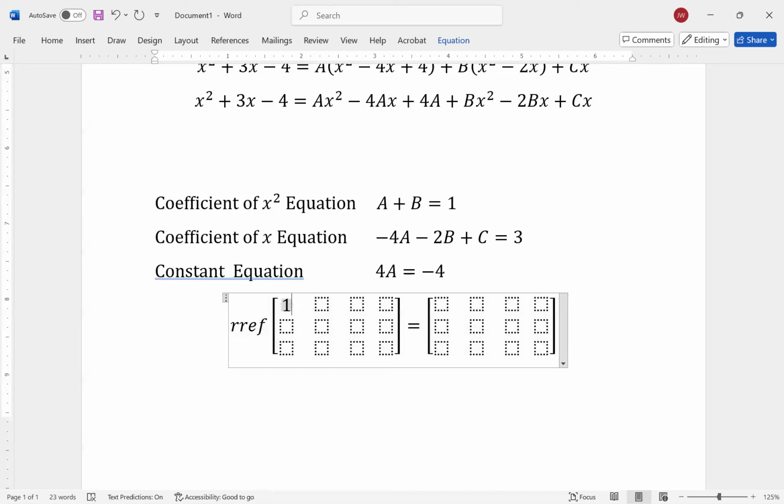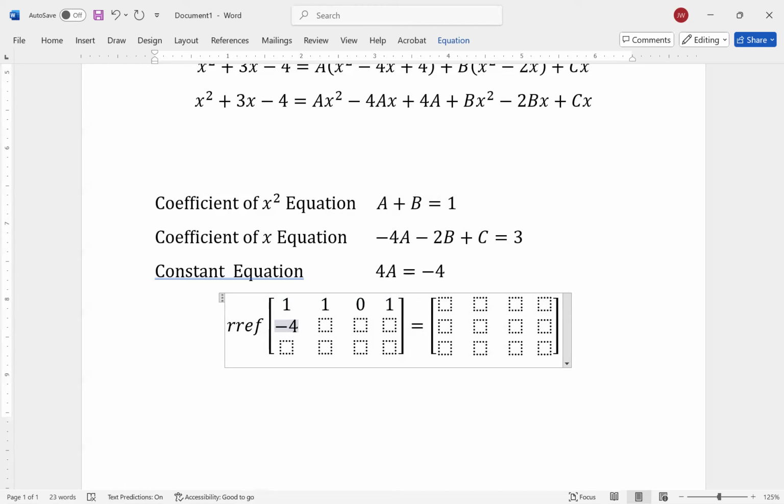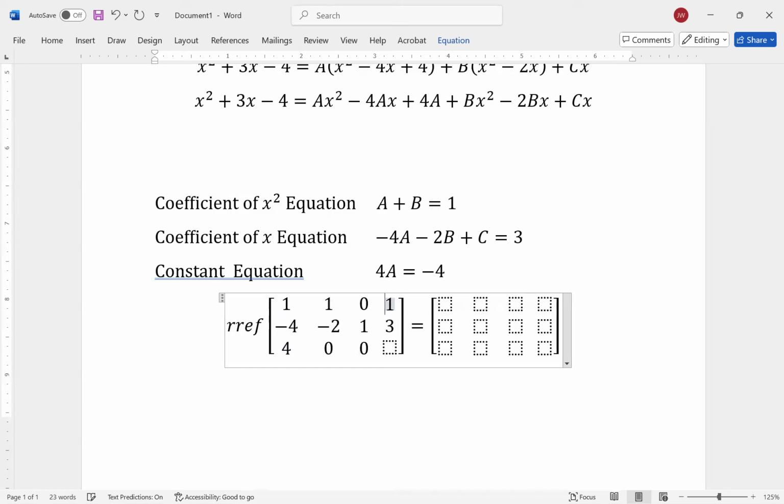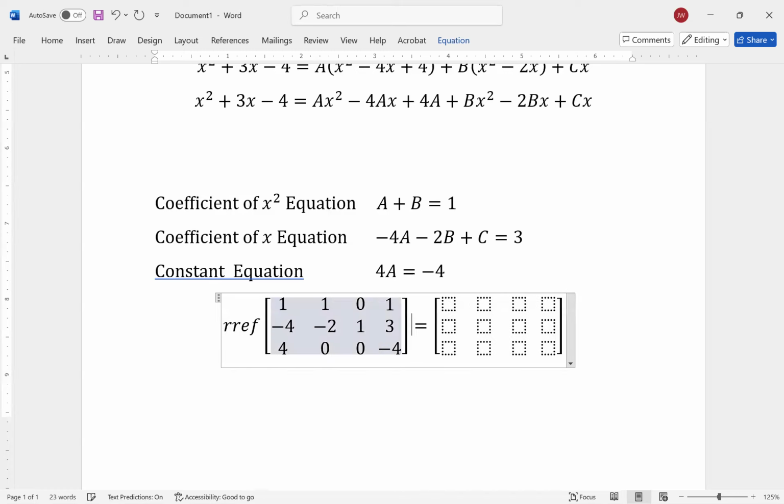You can also use the row reduced echelon form. The first equation gives you 1, 1, 0 equals 1. 1a plus 1b plus 0c equals 1. The second equation tells you negative 4a minus 2b plus 1c has to add to give you 3. And then the last equation says 4a plus 0b plus 0c has to be equal to negative 4. So whether you want to just use some logic or use RREF, either way is good to go.